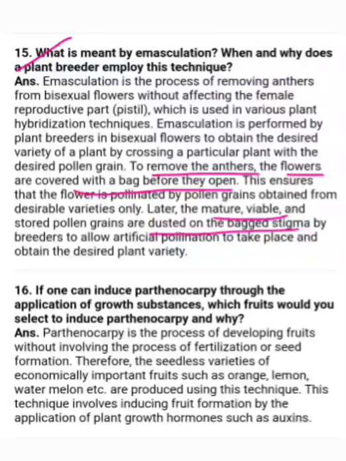Now next question, if one can induce parthenocarpy through application of growth substances, which fruits would you select to induce parthenocarpy and why? So parthenocarpy is the process of developing fruit without fertilization or seed formation. Therefore, seedless varieties are obtained, and economically important fruits such as orange, lemon, watermelon are produced by using this technique, and this will induce fruit formation by the application of plant growth hormones known as auxins.